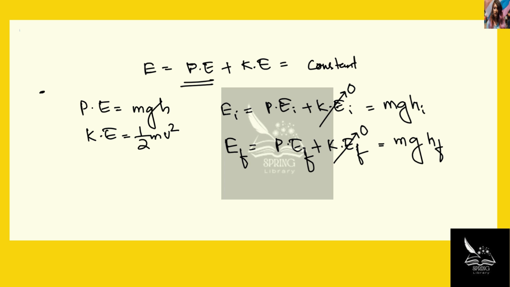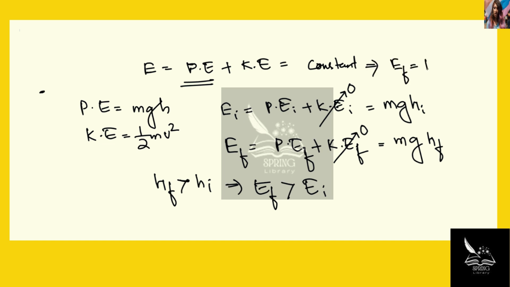Now, if the ball bounces higher than its original height, which means that hf is greater than hi, this would mean that the total final energy will be greater than the total initial energy. But according to the law of conservation of energy, energy is always conserved, so these two have to be equal. Therefore, the heights of the ball before and after bouncing have to be the same. The height hf cannot be higher than the original height.